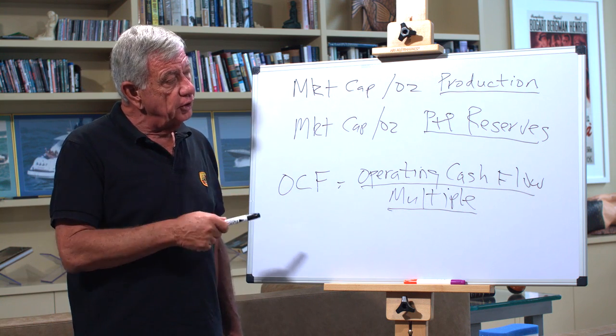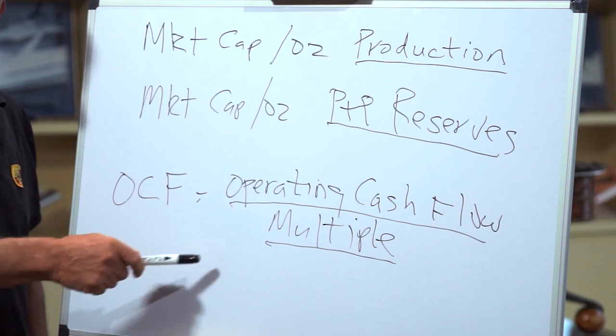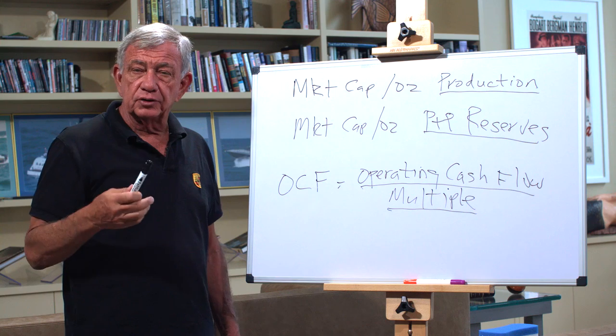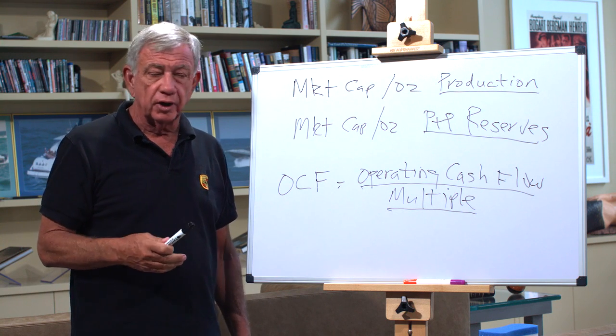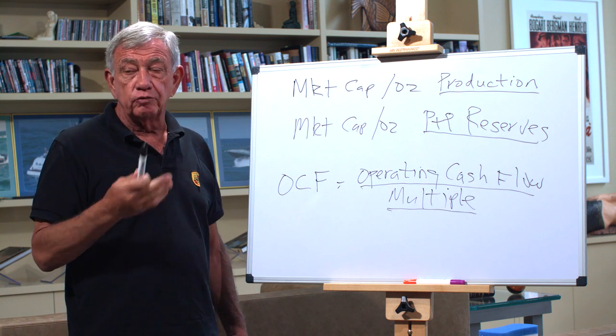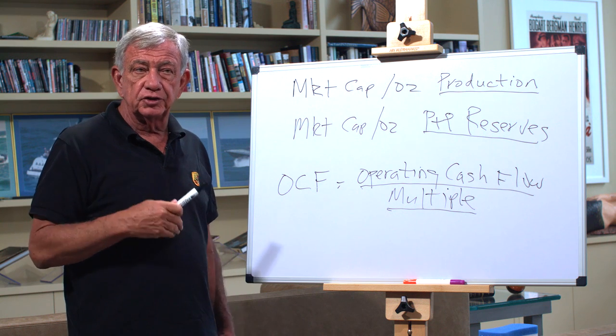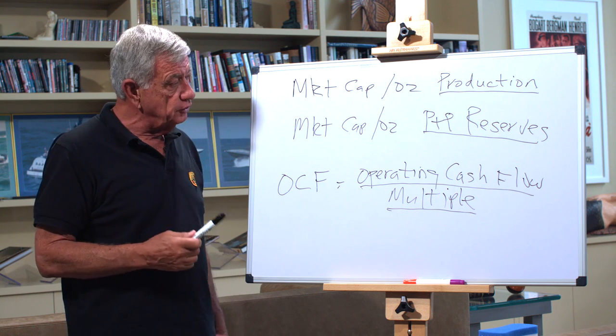So we're looking for companies that are below the average in production, in reserves, and operating cash flow multiple, and that means that the company is being undervalued by the market. Those are the companies we want to look at. We're not so interested in companies that are overvalued because they don't have so much left in the upside. It's the companies that are undervalued that have upside potential.